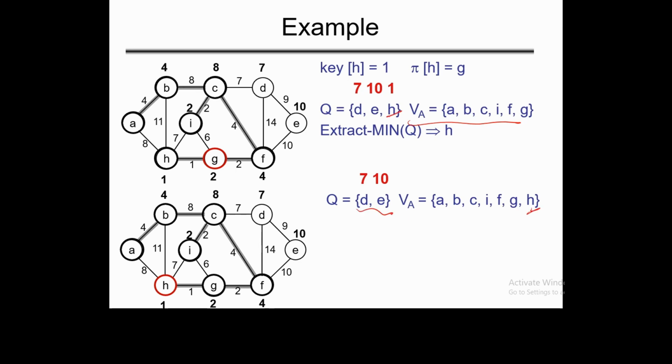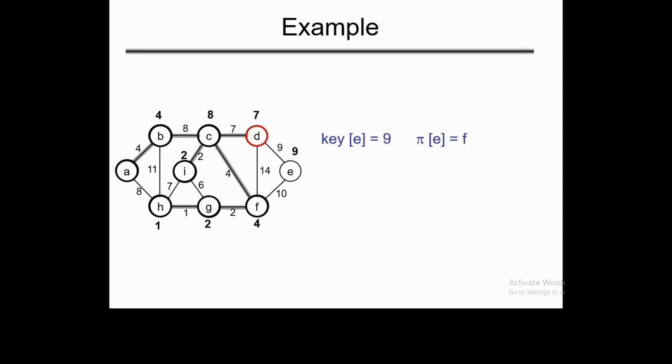Now we'll select a minimum key node, that is D here. So we'll simply extract the D. Okay, this is the D and its neighbor nodes are C, F and E. C and F have already been added in the MST set. So E's key will be modified because the edge weight between D and E is 9 here. So key of E will be 9 and parent of E will be F.